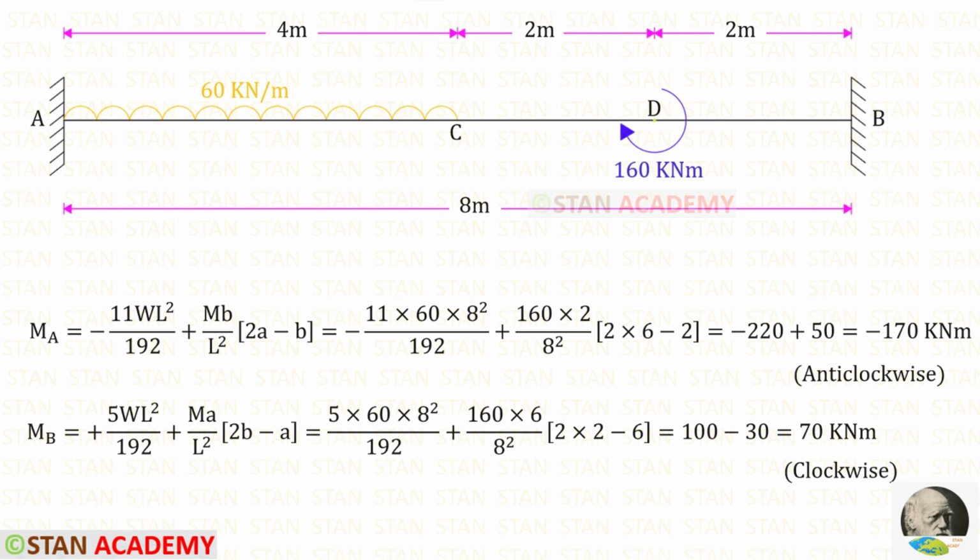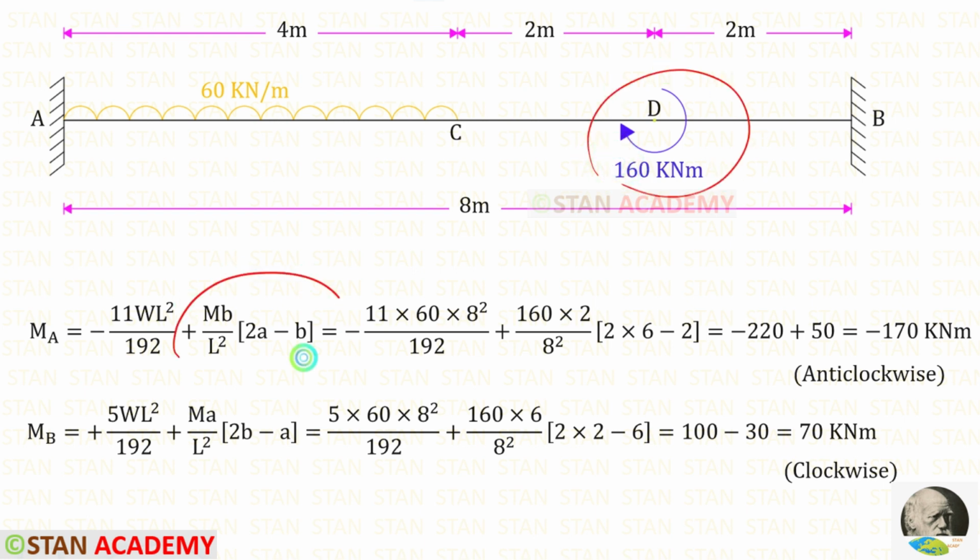First, let us consider the uniformly distributed load of 60 kN per meter. We have seen both of these two formulas. Let us keep the anticlockwise moment as negative and the clockwise moment as positive. Let us apply the values in the formulas. W is 60 and L is 8. Let us apply them.